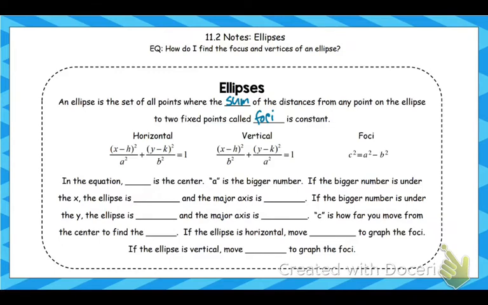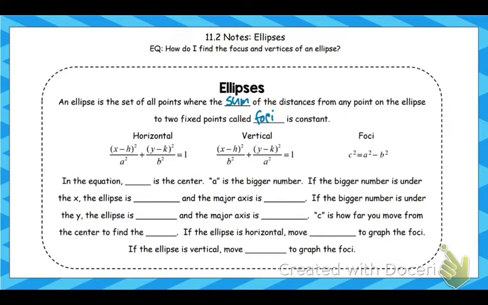These equations look very similar. There's really only one difference. In the horizontal one, there's an a squared below the x, and in the vertical one, there's a b squared below the x. So the a and the b change. Between those two numbers, the a has to be the bigger number. If the bigger number is below the x, then this is going to be horizontal. If the bigger number is below the y, then it's going to be vertical. That's the difference between these two.